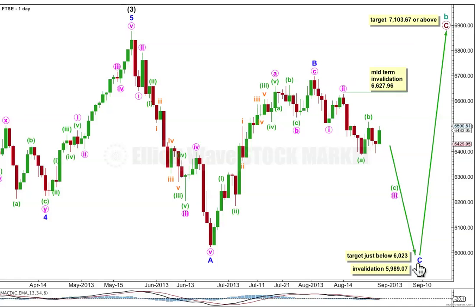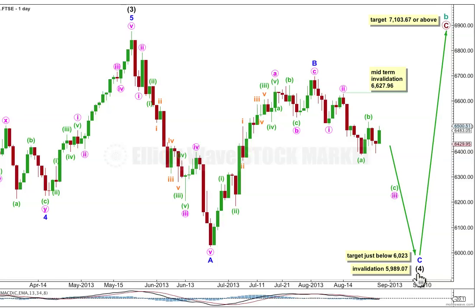I would expect minor wave C to end at least a little bit below the end of minor wave A to avoid truncation, just a bit below 6023, but intermediate wave 4 may not move into intermediate wave 1 price territory, which has its high at 5989.07. So overall for the FTSE for several weeks yet, I'm expecting very choppy, overlapping, generally trending downwards movement to complete a big fourth wave correction.